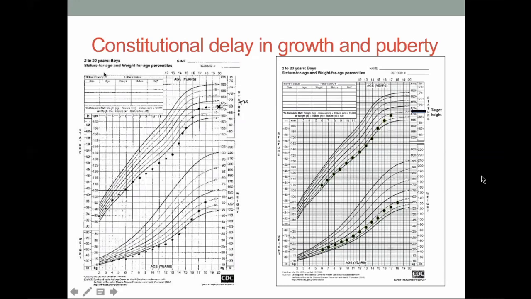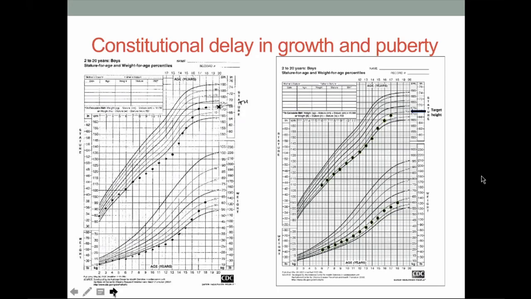We don't have a reason for that. We think it's a normal biological variation. There's constitutional delay in growth and puberty. Lots of children who present with short stature can have this. All they need is reassurance and follow-up. They are otherwise healthy. And so I will talk to you about the target height or the mid-parental height.